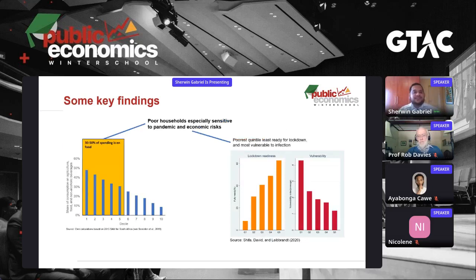An important reason to take a look at this is that poor households are especially sensitive to pandemic and economic risks. 30 to 50% of spending in the bottom 50% of households is on food. Research by Shifa, David, and Leibrand showed that the poorest quintile was the least ready for lockdown and the most vulnerable to infection.